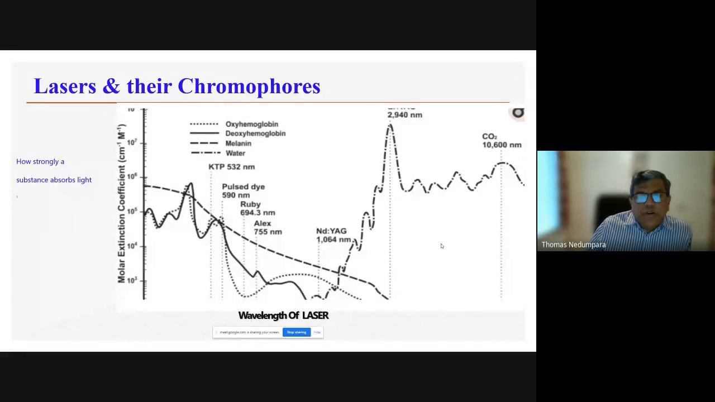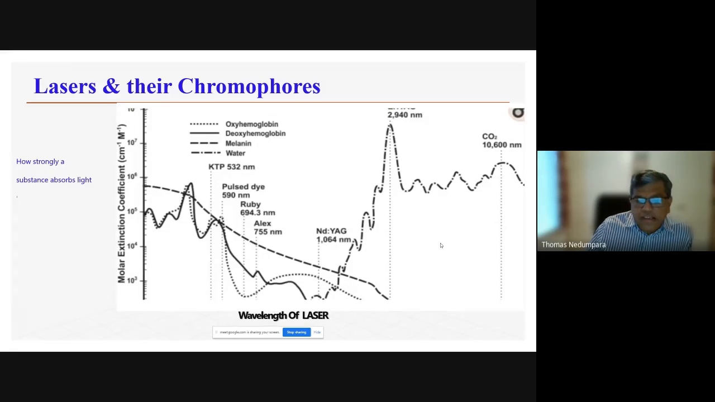Here I'm discussing the four chromophores in skin. One is oxygenated hemoglobin, the other is deoxygenated hemoglobin, then melanin and water. On the y-axis, you can see how much laser is absorbed by the tissue, and the x-axis shows the wavelength of the laser. Oxyhemoglobin absorbs maximally at a low wavelength, and as the wavelength increases, the absorption of the laser also decreases. The same is true for deoxyhemoglobin and melanin.